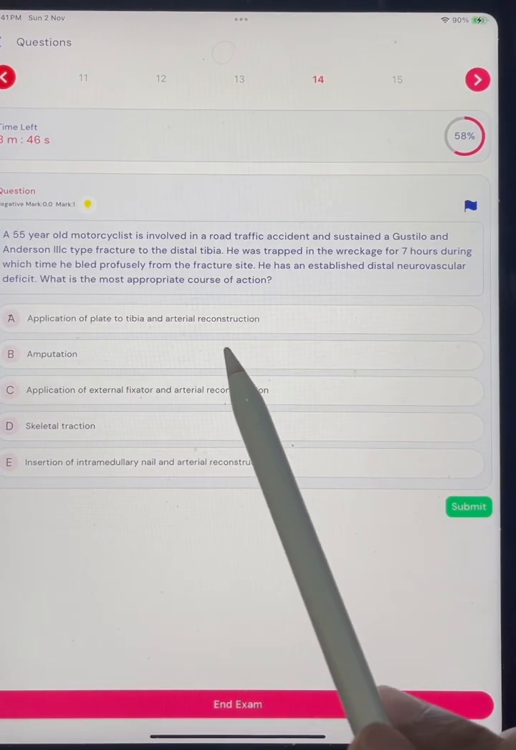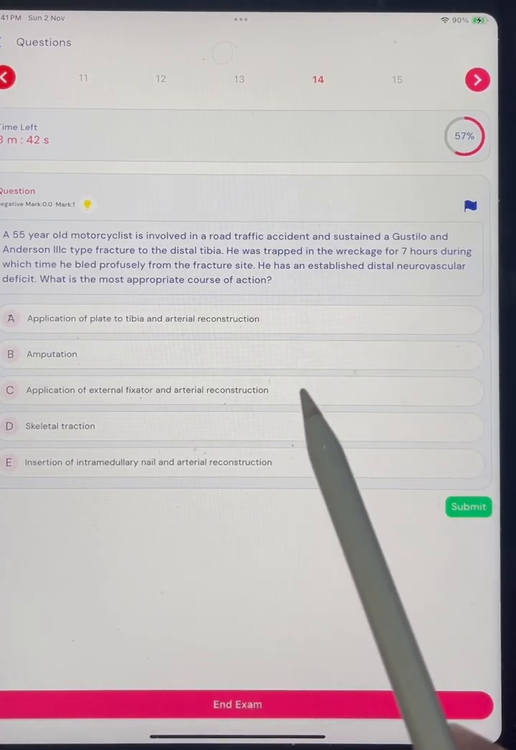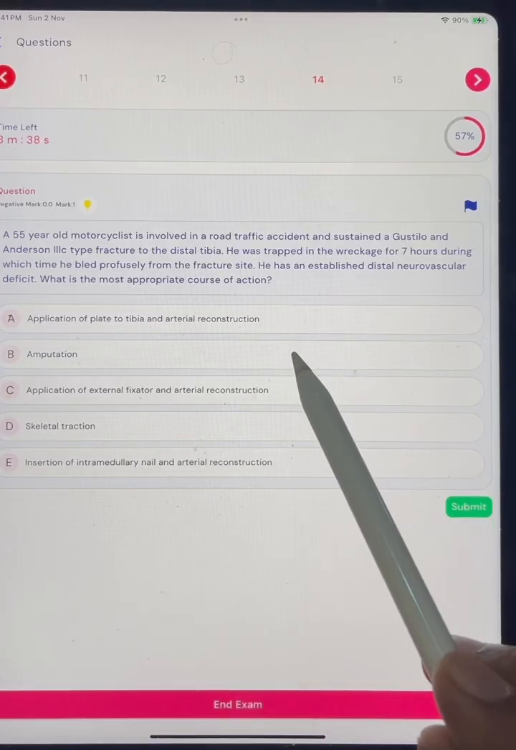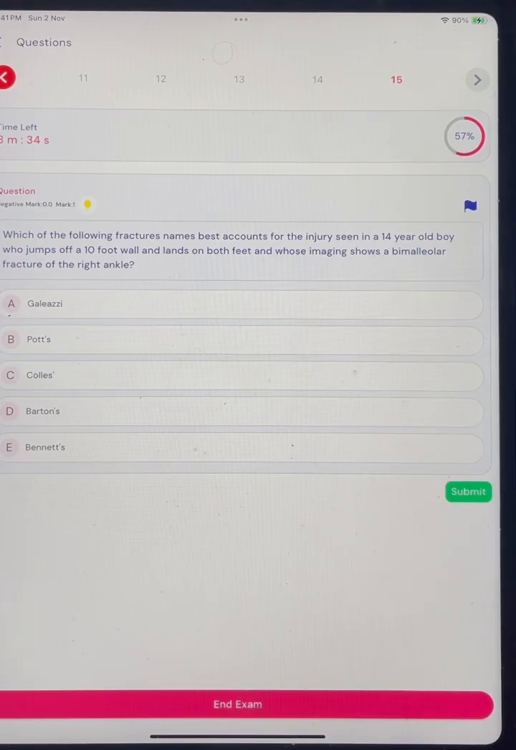A 55-year-old motorcyclist is involved in a road traffic accident and sustained a Gustilo-Anderson type 3C injury, neurovascular compromise. He is trapped in the wreckage for more than 7 hours. 6 hours means he has lost all the vascularization, and this is amputation.